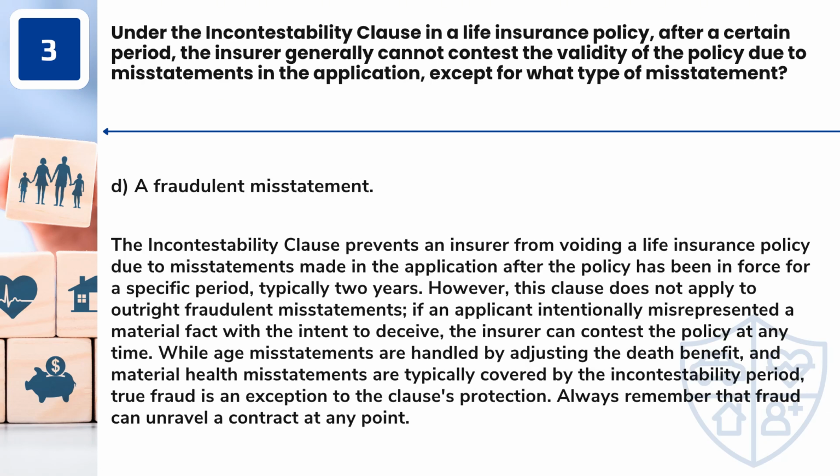Answer: D. A fraudulent misstatement. The Incontestability Clause prevents an insurer from voiding a life insurance policy due to misstatements made in the application after the policy has been in force for a specific period, typically 2 years. However, this clause does not apply to outright fraudulent misstatements. If an applicant intentionally misrepresented a material fact with the intent to deceive, the insurer can contest the policy at any time. While age misstatements are handled by adjusting the death benefit, and material health misstatements are typically covered by the incontestability period, true fraud is an exception to the clause's protection. Always remember that fraud can unravel a contract at any point.